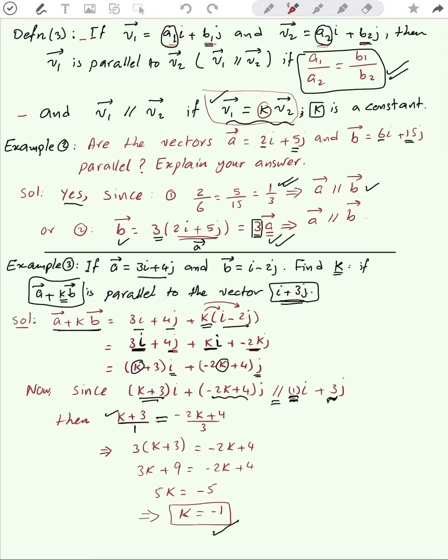So let's see two examples that finish the lesson today. Example 2: are the vectors A equal to 2i plus 5j and the vector B equal to 6i plus 15j parallel?